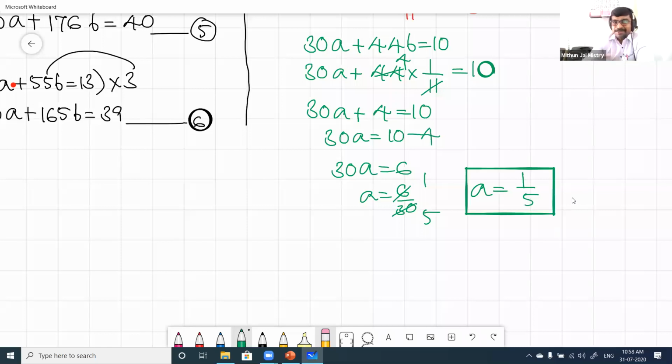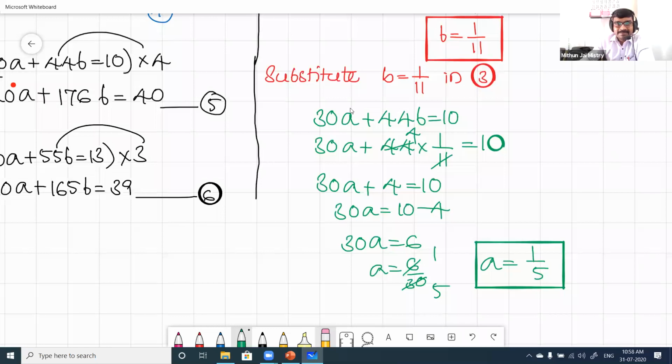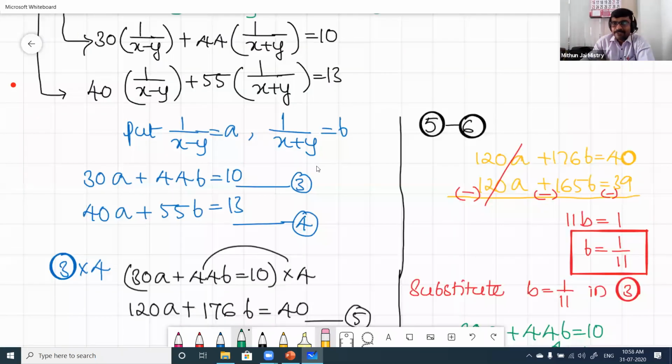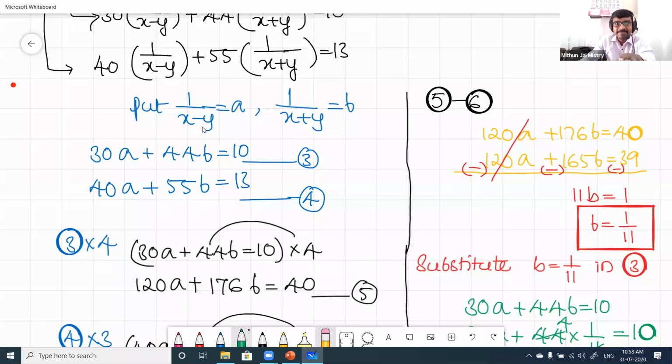The picture is still left, my friend. So don't feel happy, we got just a and b. There was a situation where you were in need of money, and you took a hand loan. You took 1 by x minus y as a, 1 by x plus y as b. Now it's time to return the money.